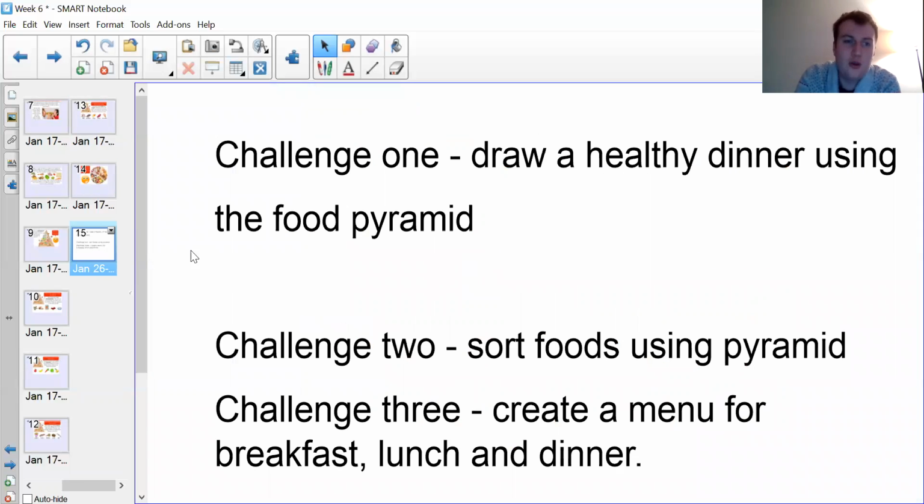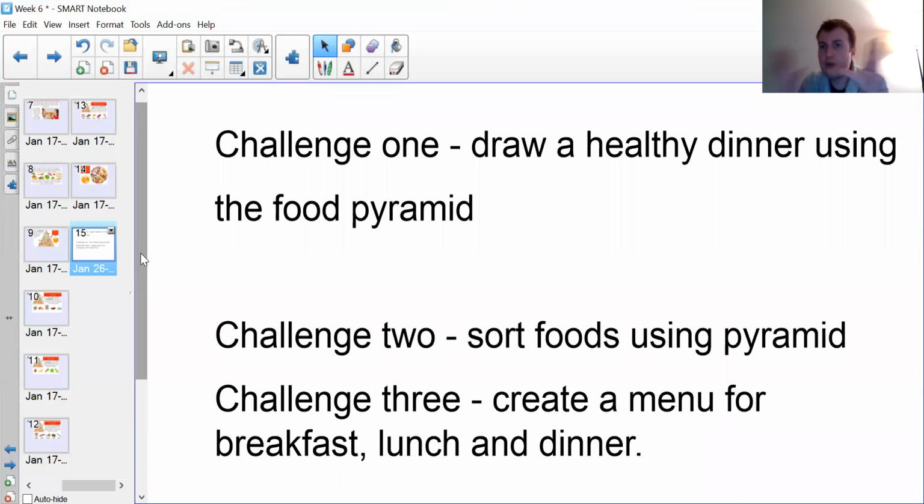Okay, so your job today, and remember you can go back through the video, pause to remind yourself of different things, but 3 challenges. You can just choose one or do all 3, I really don't mind. Challenge 1, draw a healthy dinner using that food pyramid. So draw yourself a plate and then tell me what items you can put on the plate that makes it a healthy dinner. Okay, so you need a bit from each group.